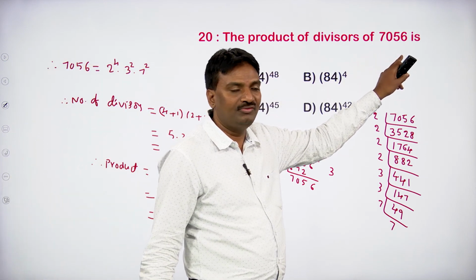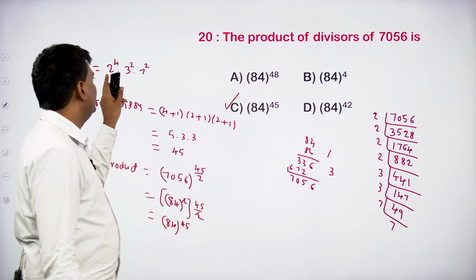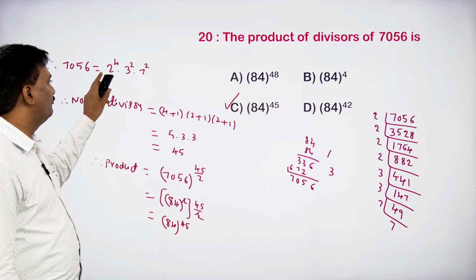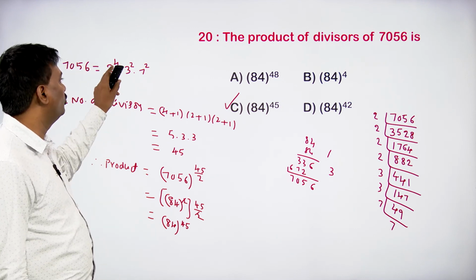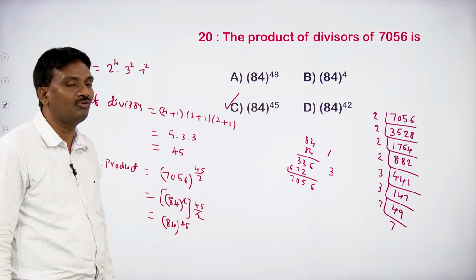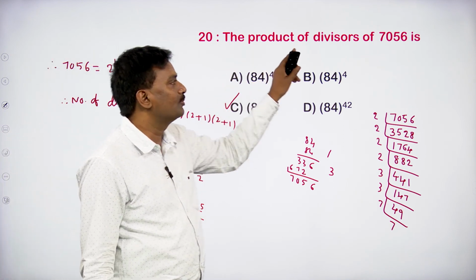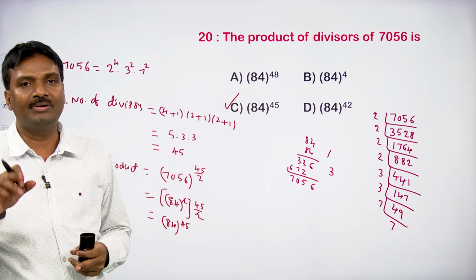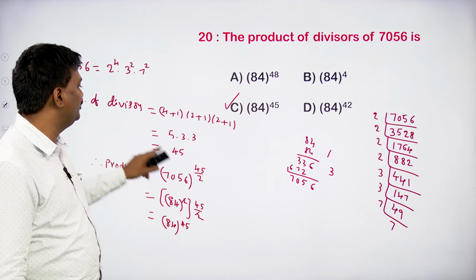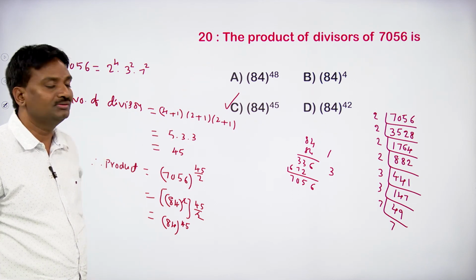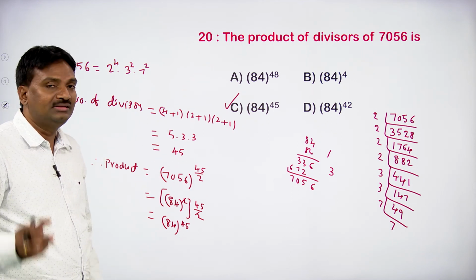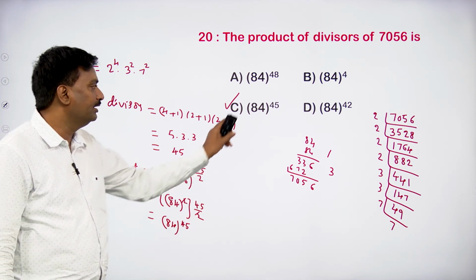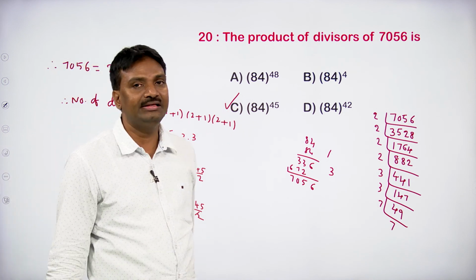So take 7056, express that in the form of 2 power 4 into 3 square into 7 square. First find the number of all divisors, 4 plus 1 into 2 plus 1 into 2 plus 1, simplify that, 45. Now to find the product of all divisors of 7056, according to the passage, we have capital N power number of divisors by 2, where number of divisors is 45. So given number is 7056 power 45 by 2. 7056 can be written as 84 whole square, power 45 by 2. The 2s get cancelled, 84 power 45. So option C is correct.